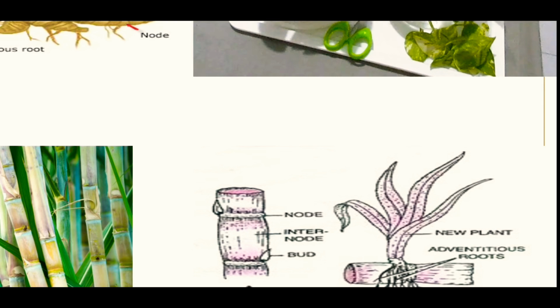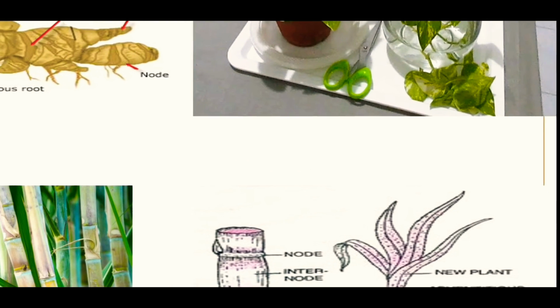So let me tell you what a node is once again. The part of the stem from which a branch, leaf or bud grows is called a node. You can see bud and node are different. Remember this. Now you can see the pictures very clearly.